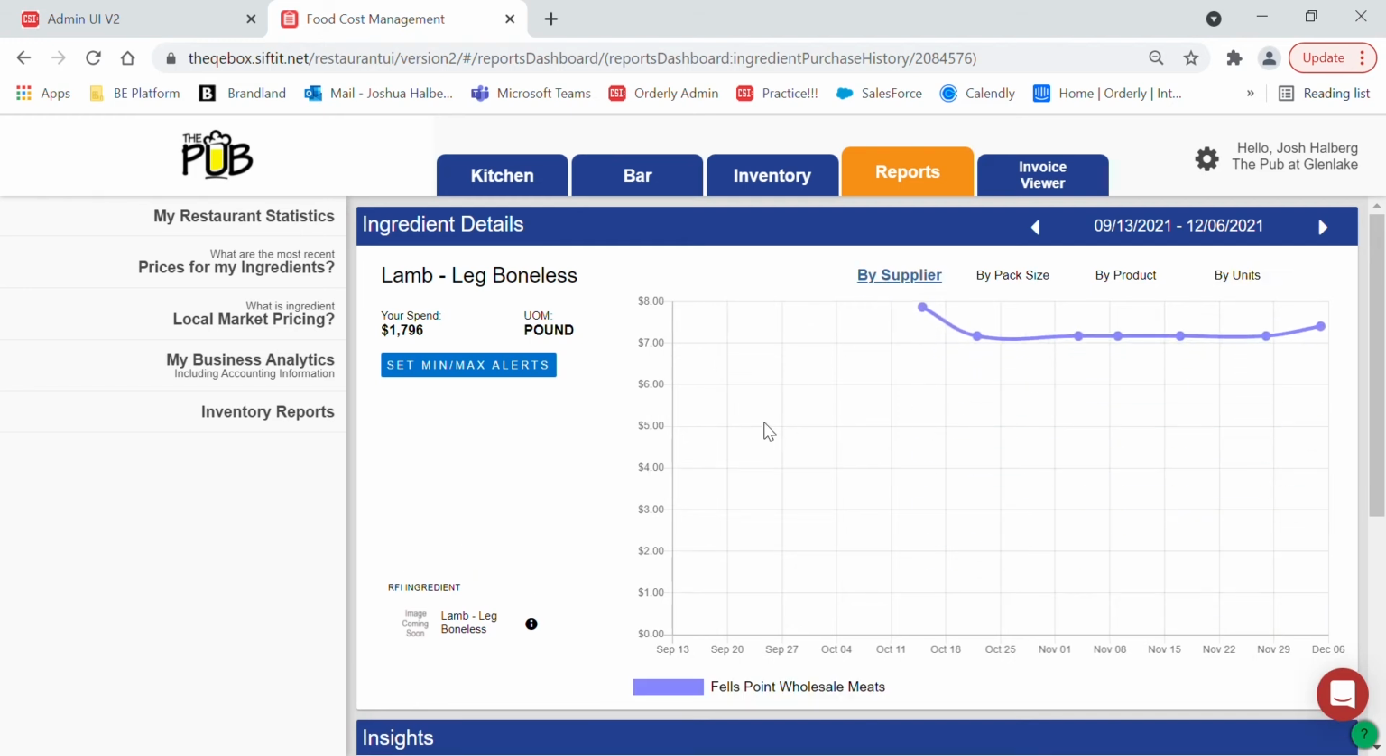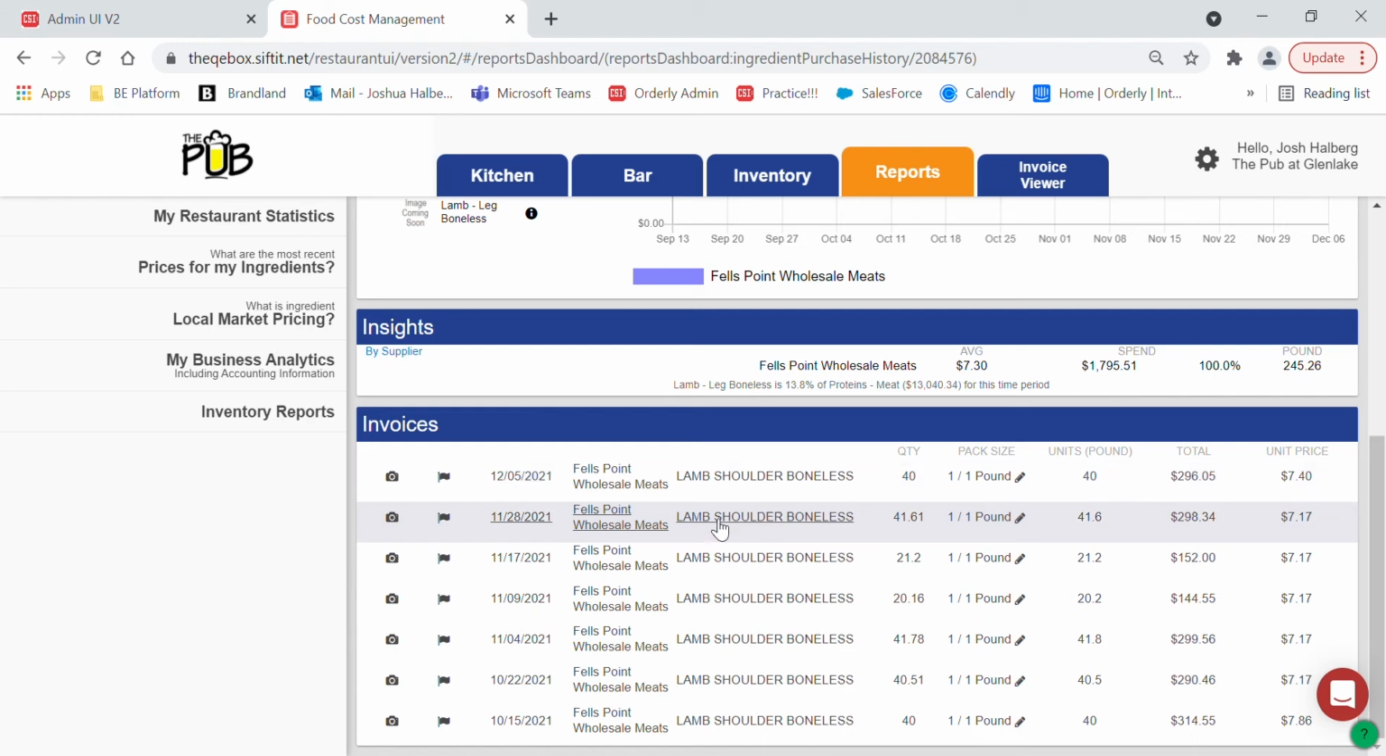We also give you the opportunity to look at the supplier product by the invoice it came off of. Notice below this is showing each invoice date that a supplier product tied to lamb leg boneless came into your Orderly account. Just like other places within Orderly, anytime you see a camera icon, you can access a picture of the invoice. You can flag any issues you notice in regards to quantity or price, and then we give you a summary of how much is ordered and the associated price.